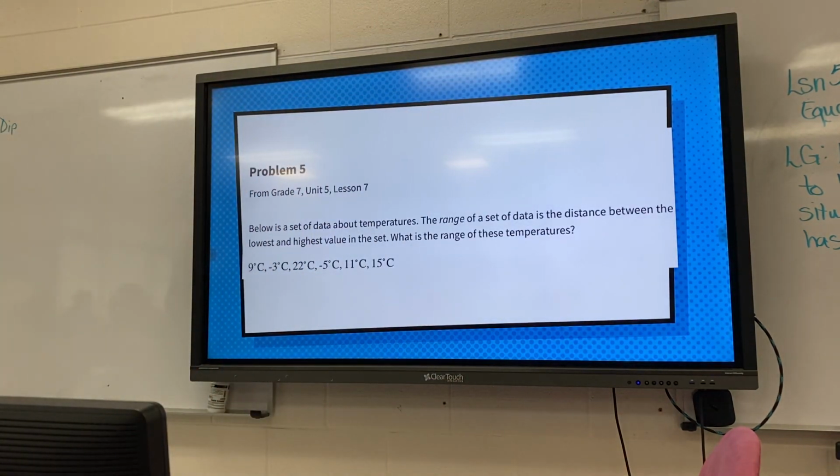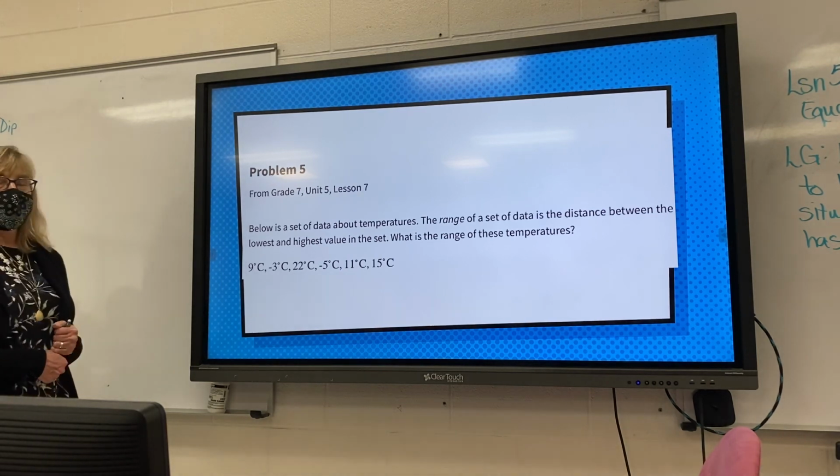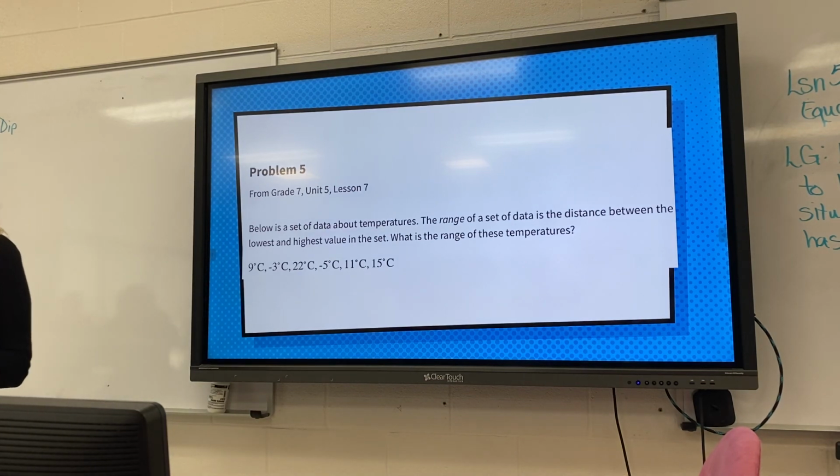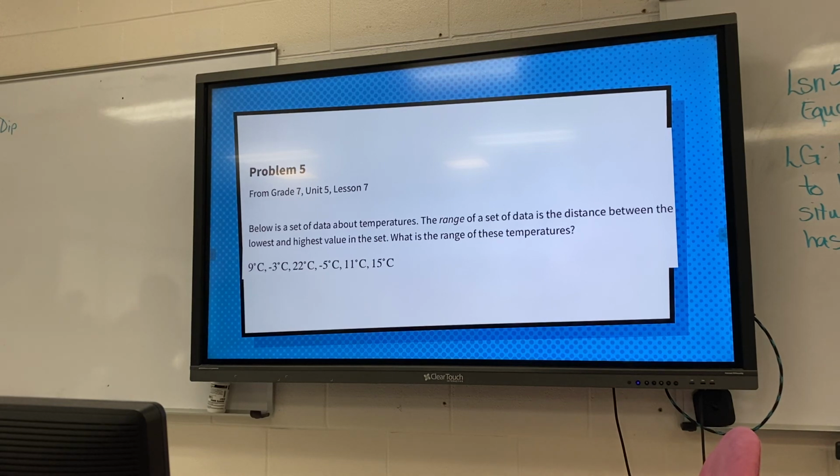Below is a set of data about temperatures. The range of a set of data is the distance between the lowest and the highest value in the set. Distance. What is the range of these temperatures? The distance between the lowest and the highest. What is the range? Put it in the chat.